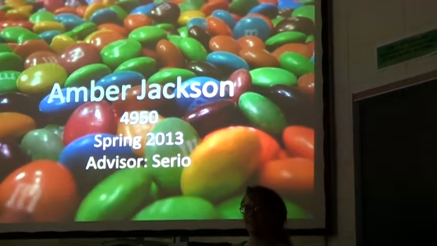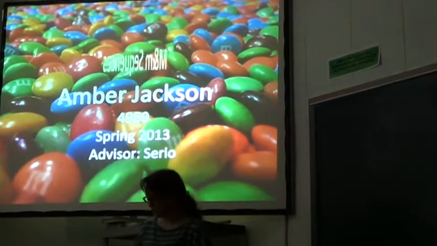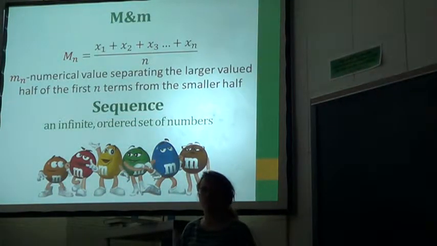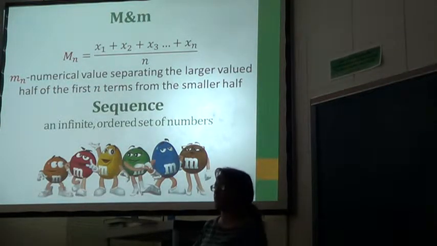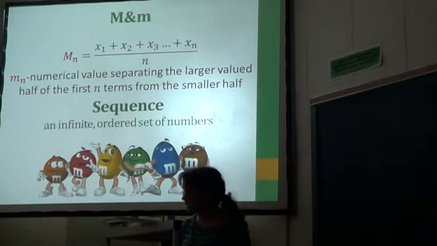Hi, my name is Amber Jackson, and I did my project this semester on M&M sequences. When I say M&M, the big M stands for the mean of the first n terms of the sequence, and the little m stands for the median of the first n terms of the sequence. A sequence is an infinite ordered set of numbers, and we're going to use a traditional definition for mean and median.